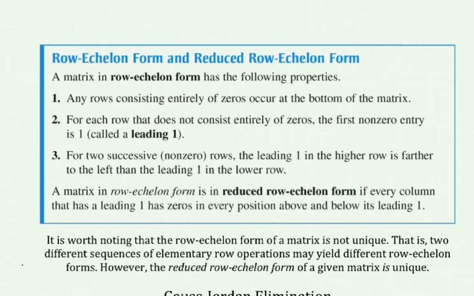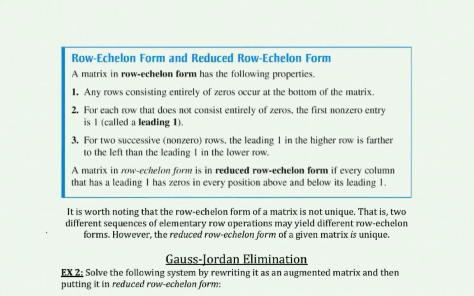Let me write down a couple things here. So for the second one, it says each row that does not consist entirely of zeros, the first non-zero entry must be a 1. So an example of that could be a matrix that looks like this. Maybe it's a matrix that's 1, 3, 6, 0, 1, 1, and 0, 0, 1. So each first entry in the row, the first non-zero entry in a row, is a 1.